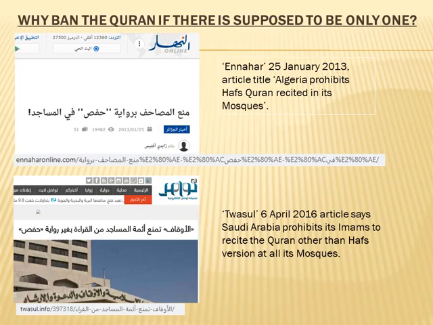The Hafs Quran is not allowed to be read in Morocco in congregational prayers within mosques and other parts of North Africa. For example, in An-Nahar, 25th of January 2013, is an article that says Algeria prohibits Hafs Quran recited in its mosques. Conversely, in At-Tawassul, 6th of April 2016, is an article that says Saudi Arabia prohibits its imams to recite the Quran other than Hafs version at all its mosques. The links for the articles are provided.